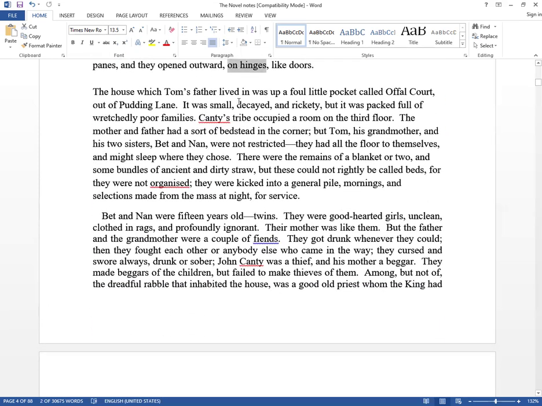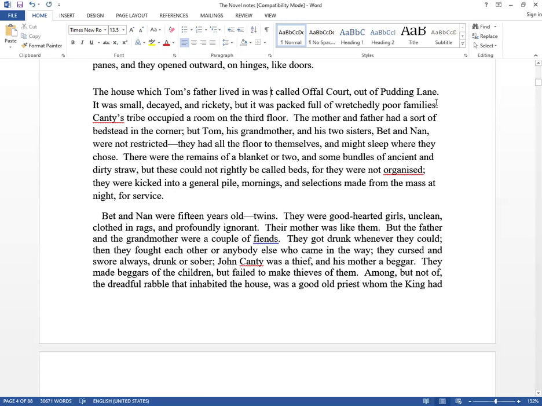The house which Tom's father lived in, this part may not be found in your book, was called Offal Court, out of Pudding Lane. It was small, decayed. Now underline this. This is the nature of Tom's house. Offal Court was full of wretchedly poor families, miserably poor families. And this house is very small, decayed, old, rickety, shaking, packed with wretchedly poor families.